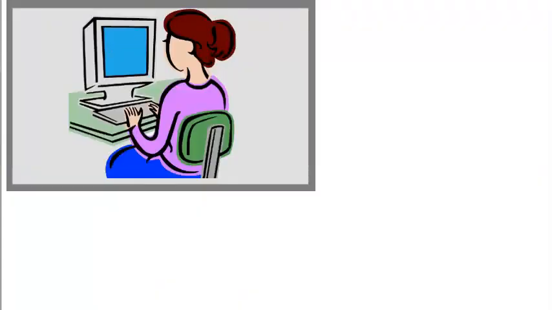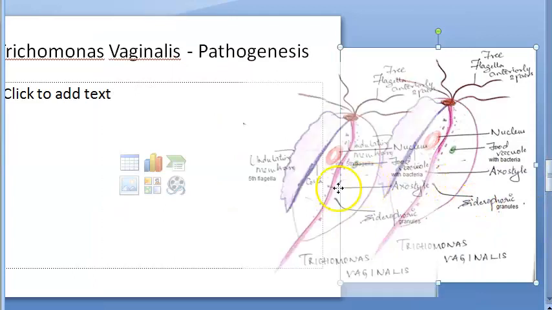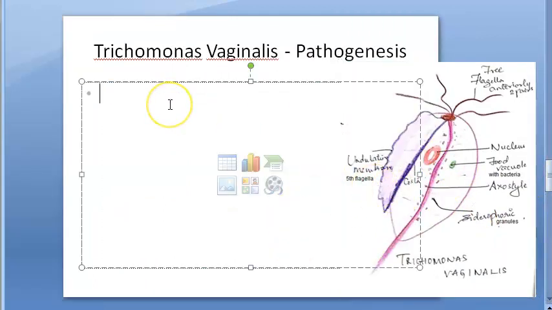Now we are moving on to the pathogenesis of this Trichomonas vaginalis. So basically the pathogenesis is something like this. It infects squamous epithelium and not columnar epithelium. So it secretes cystine proteases, lactic acid, acetic acid. It is going to secrete all these kinds of enzymes, and it disrupts the glycogen levels.